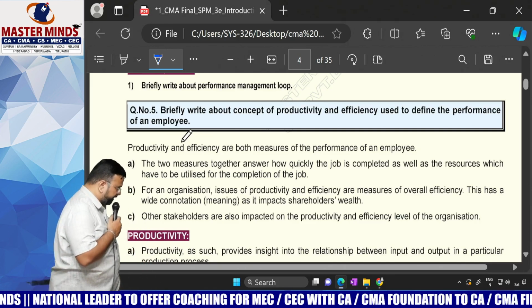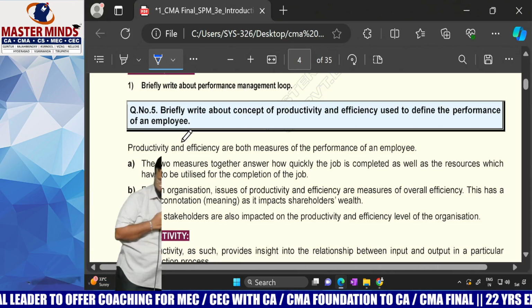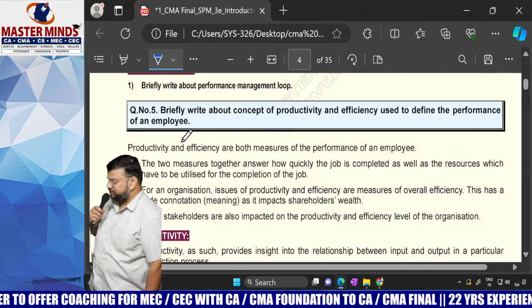So with that, we have completed the meaning of the first term, that is performance. Next, we need to see what is meant by productivity and what is meant by efficiency.